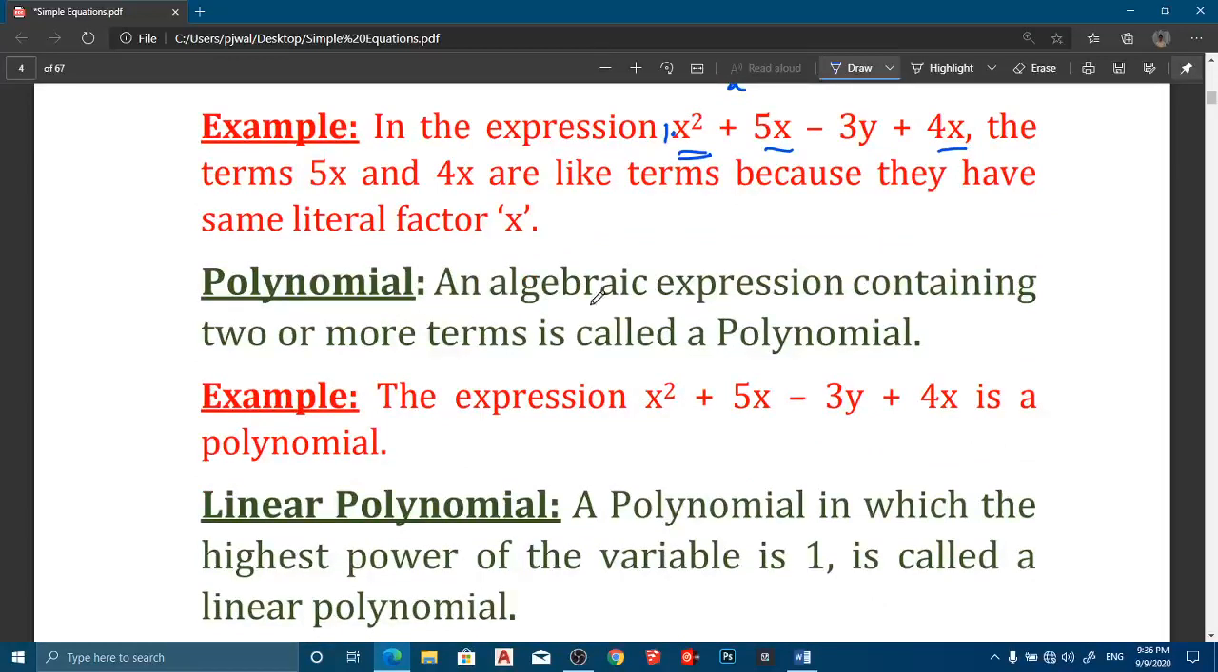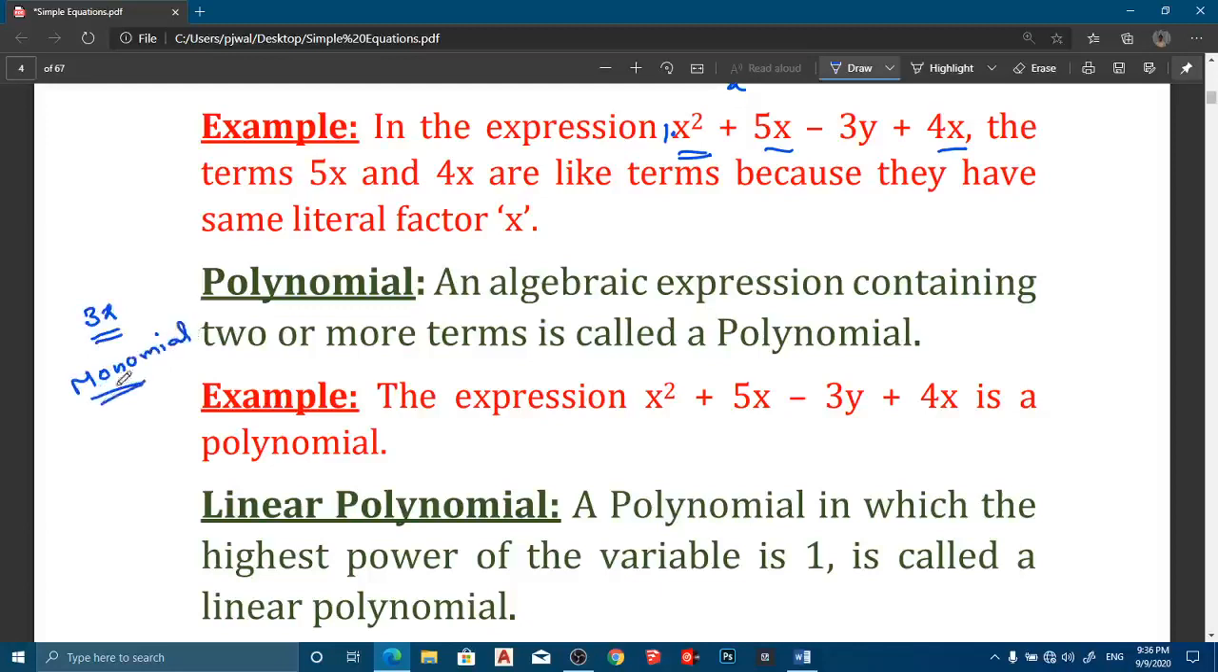One more name for algebraic expression. An algebraic expression containing two or more terms is called a polynomial. If any algebraic expression has two terms or more than two terms, it is called a polynomial. If it has only one term, like 3x, this is called a monomial.